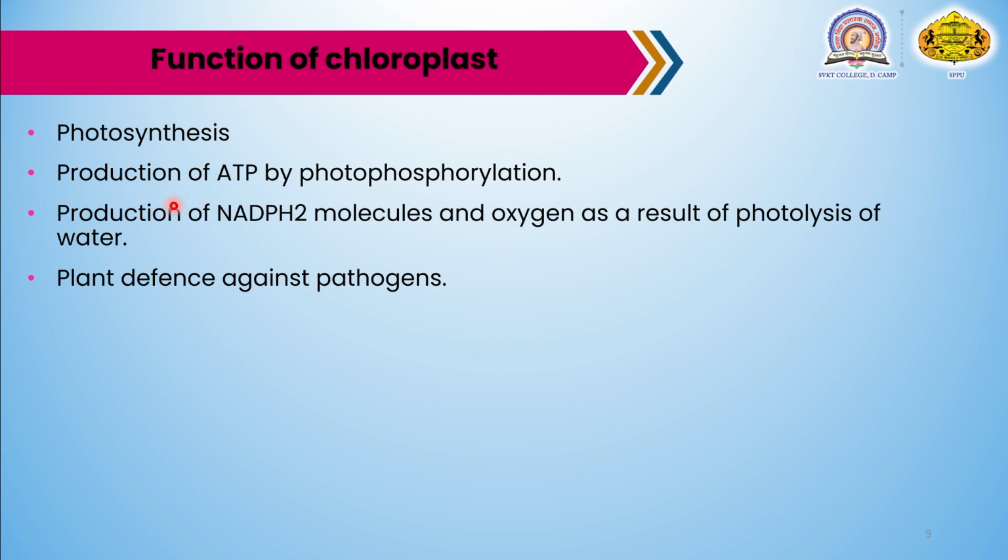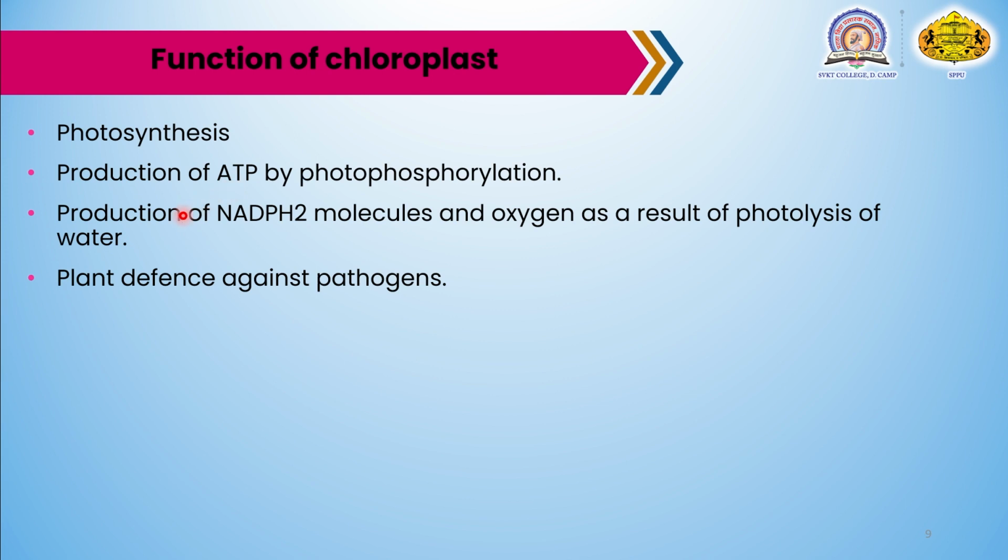Then the chloroplast also plays an important function in the production of ATP by photophosphorylation. ATP is an energetic molecule, produced by photophosphorylation. Photophosphorylation is the synthesis of ATP from ADP and phosphate in a plant using solar energy, which is absorbed during the photosynthesis process.